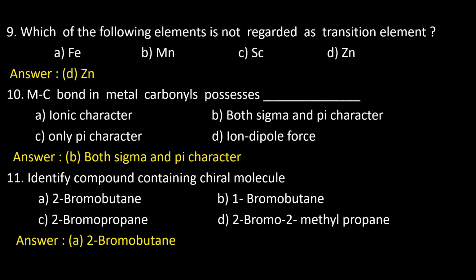So a chiral carbon atom is one which is attached to 4 different atoms or groups of atoms. So in 2-bromobutane, the second carbon atom is the chiral carbon atom, and to this carbon atom you have one bromine, one hydrogen, one methyl and one ethyl group. So that is the one which contains the chiral carbon atom. So that is the correct option, the A option.